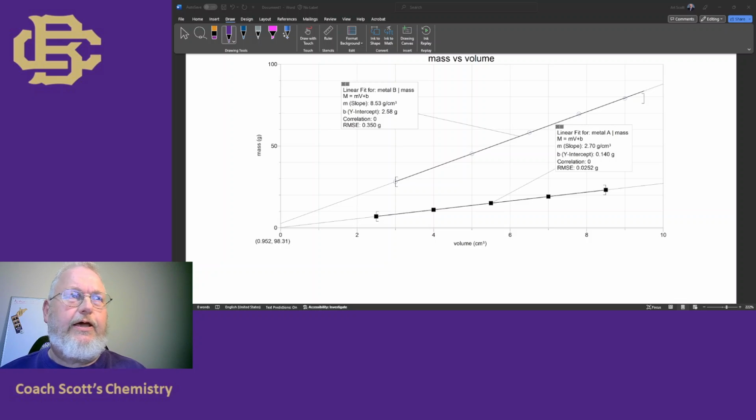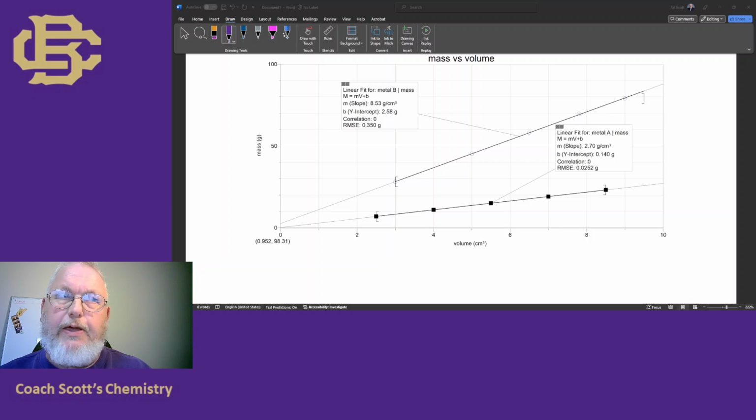It's Coach Scott again, doing another video, and I really wanted to go over the Logger Pro graphs from our experiment where we looked at mass versus volume. And what can we learn from this? Number one, always know what they're asking.